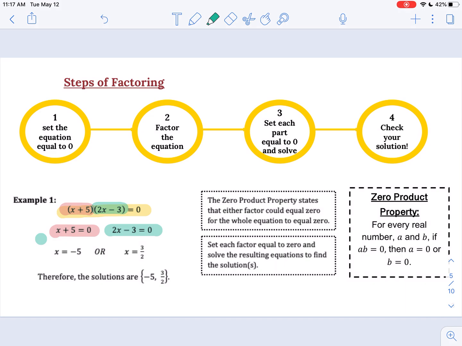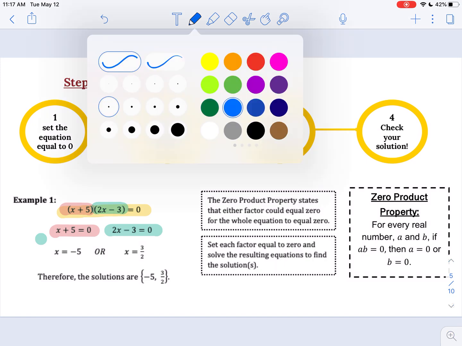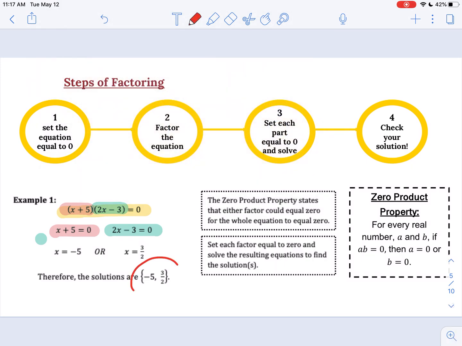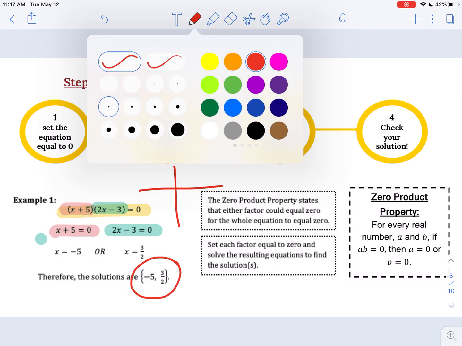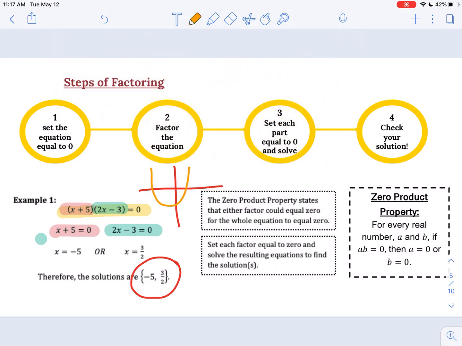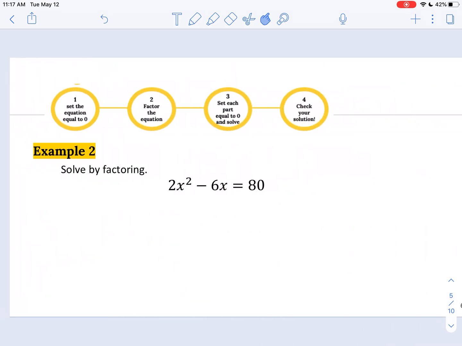So my solution in set notation, and this is what we're expecting you guys to write, is negative 5 comma 3/2. What this means is that if I graph this quadratic function, this should intercept at negative 5. Sorry, I don't know why I did that. This should intercept at negative 5 and 3/2, okay? And I just showed that really briefly. All right, so those are my roots. That's where it's intercepting the x-axis. All right, let's move on.